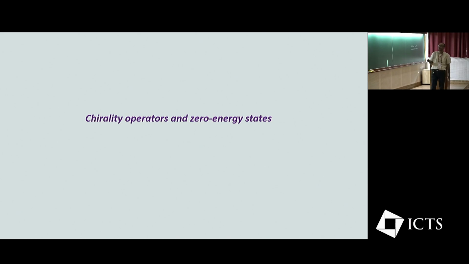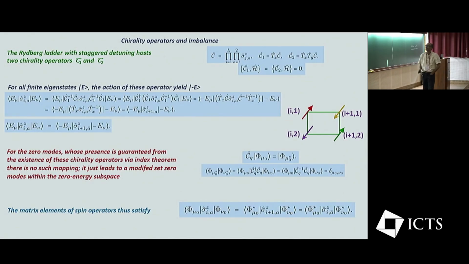So let me just talk a little bit about these chirality operators and their role. Here, this Rydberg lattice has 2 chirality operators, C1 and C2, and these are given in combination of this product of sigma z and the translation operators. And this tells you that both of these anti-commute with the Hamiltonian, and this tells you that there should be an exponentially large number of zero energy states, which follows from the index theorem. Okay. It also tells you that there is an E to minus E symmetry in the spectrum.